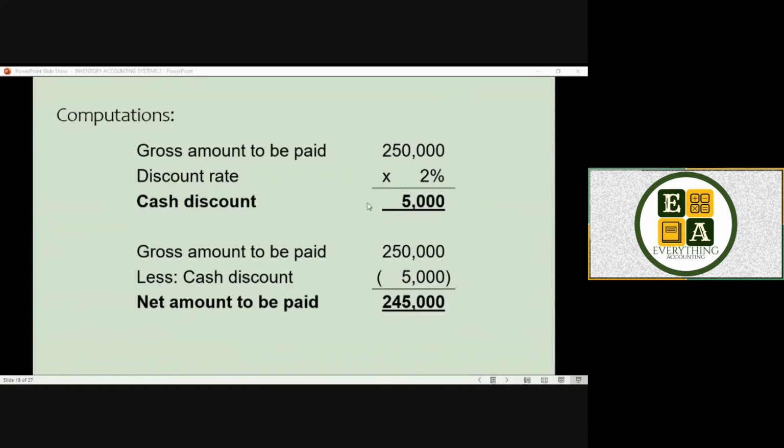Yung necessary computations natin, gross amount na kailangan bayaran is 250,000. Pero, magkukumpute tayo ng discount. So, discount rate is 2%, assuming magbabayad tayo within 10 days. Cash discount natin is 5,000. Assuming magbabayad tayo within the discount period, yung magiging net amount lang natin na babayaran is 245,000. Needed natin to in the journal entries.